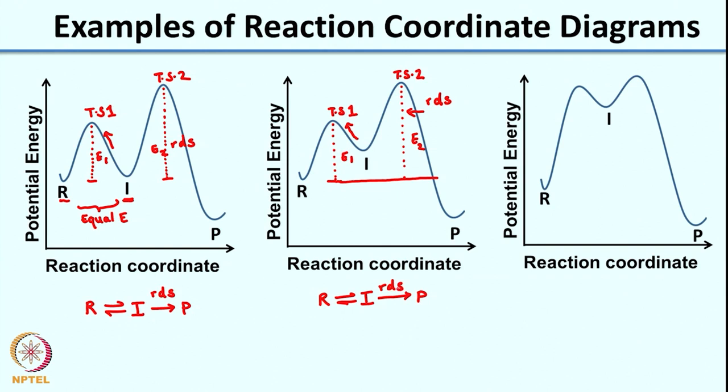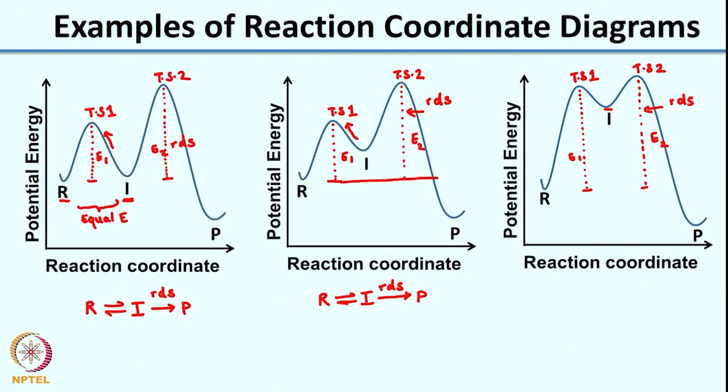Now the third reaction coordinate diagram is extremely interesting. Here you have an intermediate which is extremely high in energy. Again, you have your transition state 1 and your transition state 2. If I now compare the energy, this would be E1. And if I compare with respect to the reactant, E2 is larger than E1. So again, this would be your rate determining step.